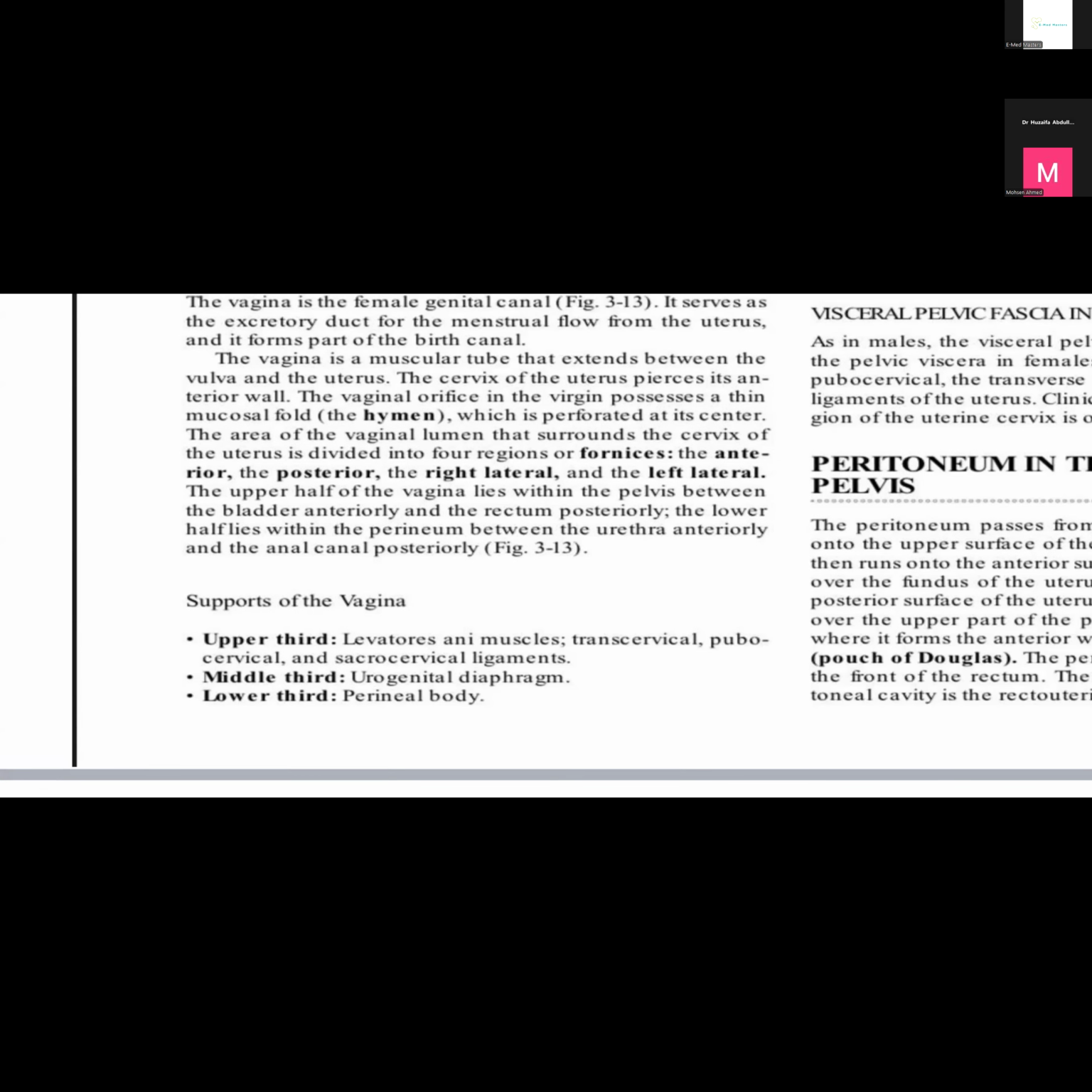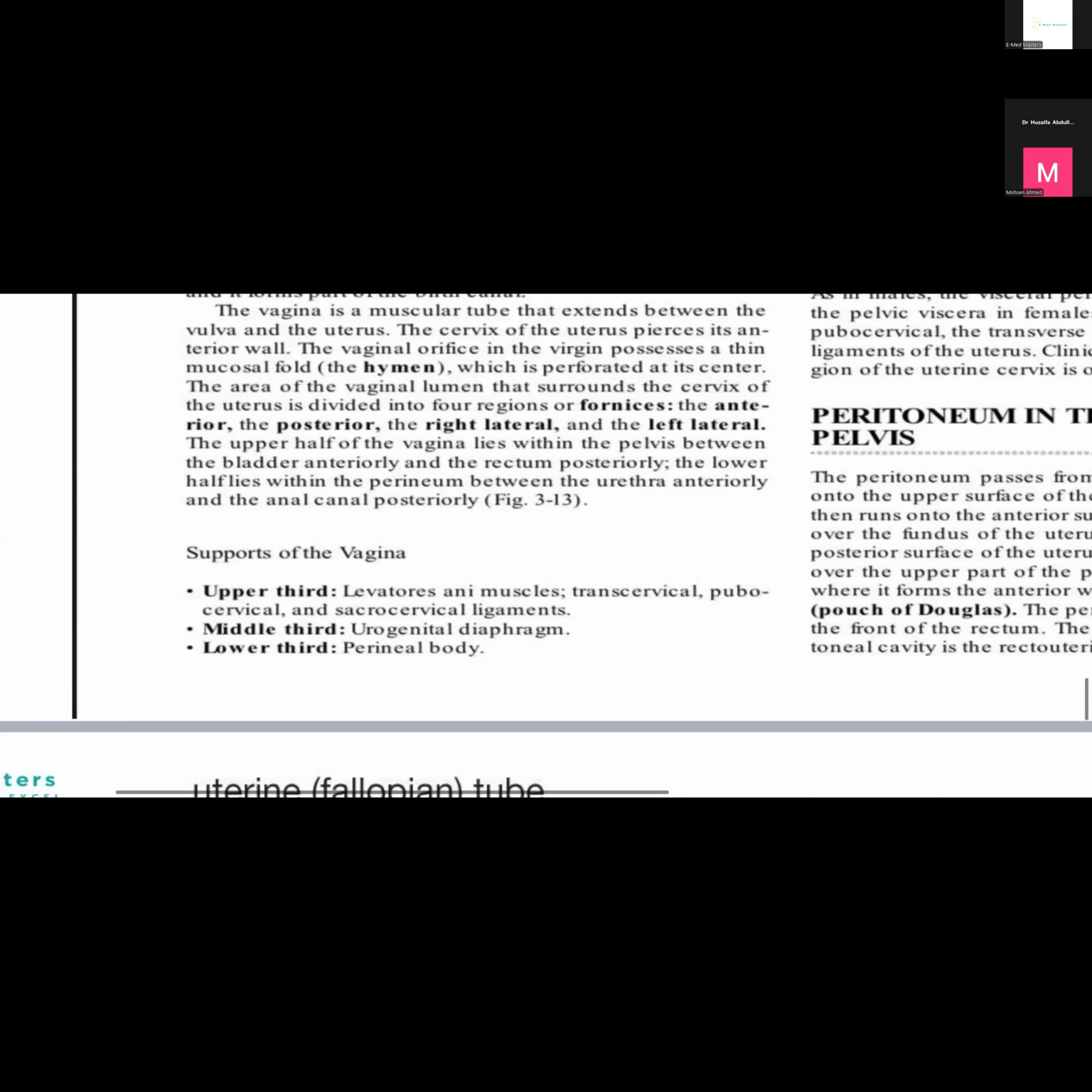So, vagina: the cervix of the uterus pierces its anterior wall. It has an orifice that possesses a thin mucosal fold, that is hymen, and the area of the vaginal lumen that surrounds the cervix of the uterus is divided into four regions or four fornices: anterior, posterior, right, and left lateral. And the upper half of vagina lies within the pelvis, between the bladder anteriorly and the rectum posteriorly, and the lower half of the vagina lies in the perineum between the urethra anteriorly and the anal canal posteriorly.